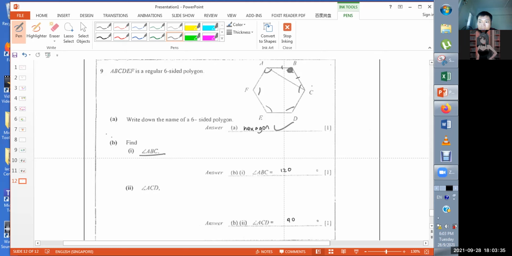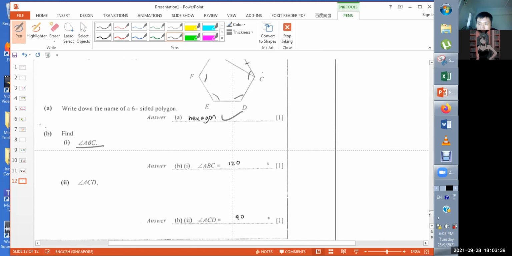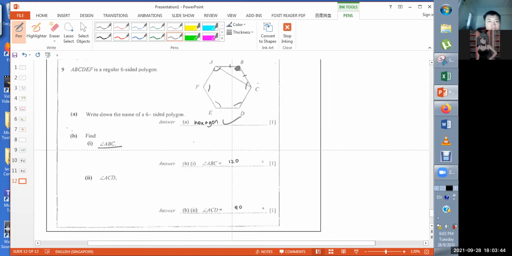I totally forgot why. Okay, good. So in fact, there is a formula to find out the sum of interior angles. So the formula is called sum of interior angles. What this means is the sum of all these angles. This is called interior angles. Interior means inside.